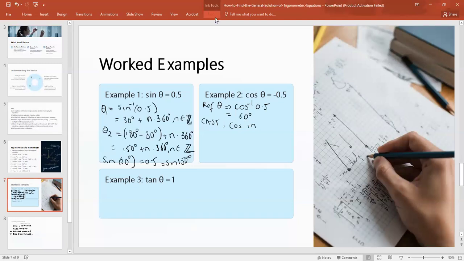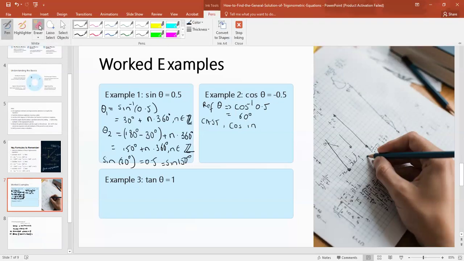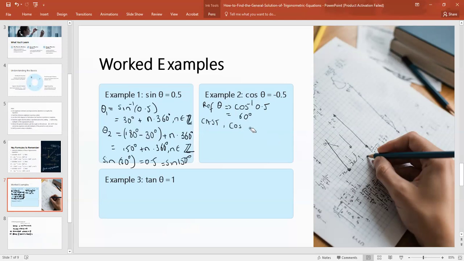Now, according to the CAST diagram, cosine is positive in some quadrants and negative in others. Don't forget, because of this negative sign you have here, according to the CAST diagram, cosine is negative in the second and third quadrants. Okay. So what do we do now? We have to use our knowledge of how angles in each of those quadrants look. So we're going to check for our first solution in the second quadrant. So we're going to have 180 minus the reference angle.